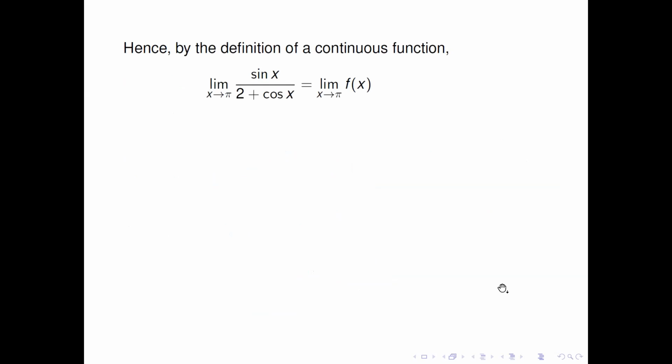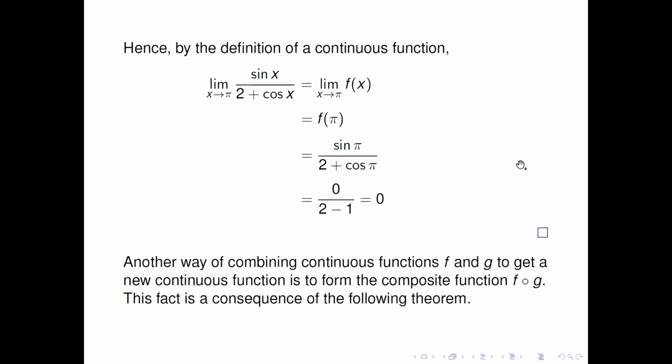Okay, and so by what we mean by a continuous function, we can simply calculate this limit now by plugging in pi into these values. And so the limit as x approaches pi of sine x divided by 2 plus cos x is the limit as x approaches pi of f of x, which is f at pi, which is sine of pi divided by 2 plus cos pi. Now, you need to cast your mind back to what I explained to you about the radian measure. Remember that pi radians is the same as 180 degrees. And so sine of pi is the same as sine of 180, which is zero. Cosine of 180 is minus one. And so that limit calculates to zero.